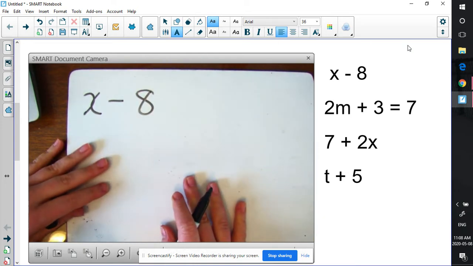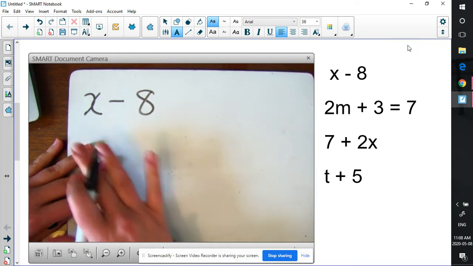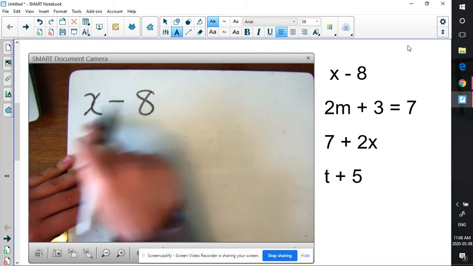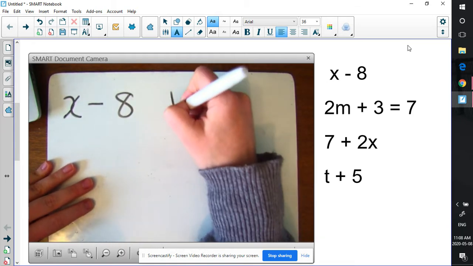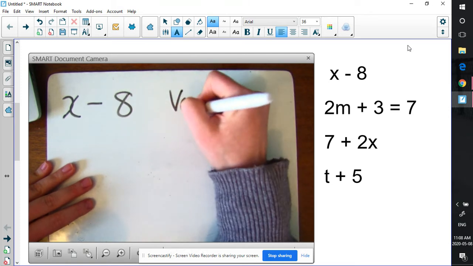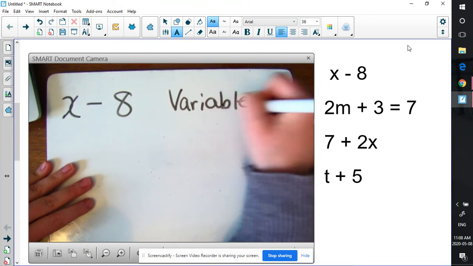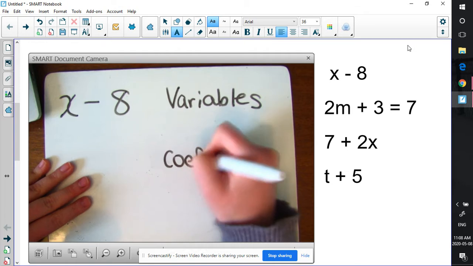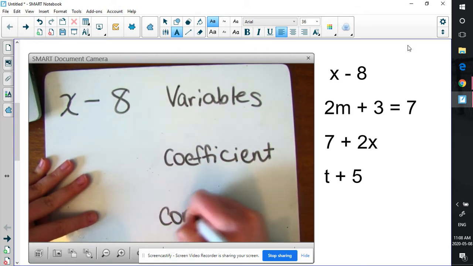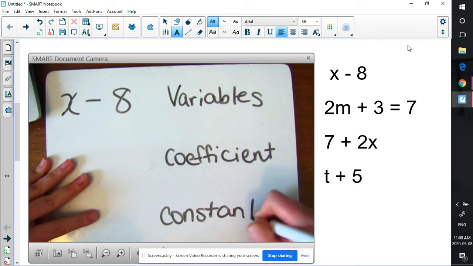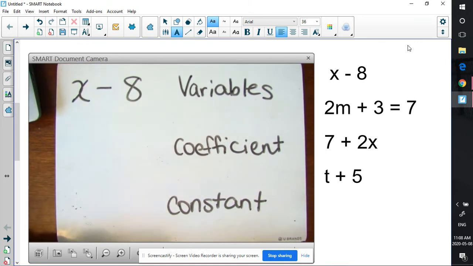So this is an expression. I know it's an expression because there is no equal sign. There is x minus 8. So you needed to tell me the variables, the coefficient, and the constant. Now for all of these, there could be more than one. It's not necessarily just one.